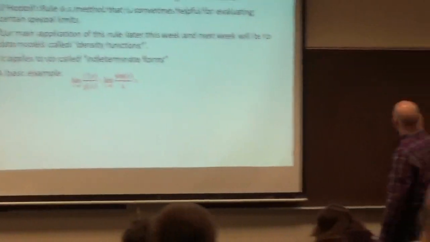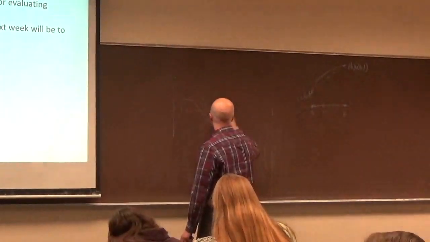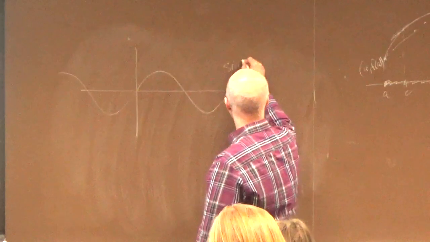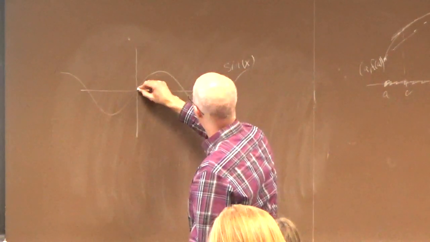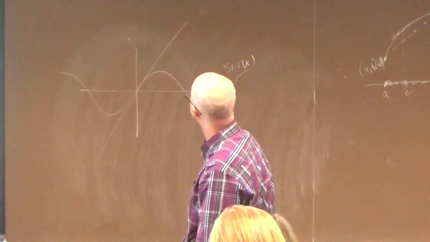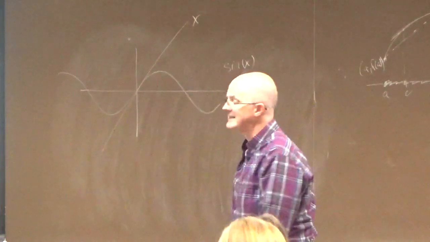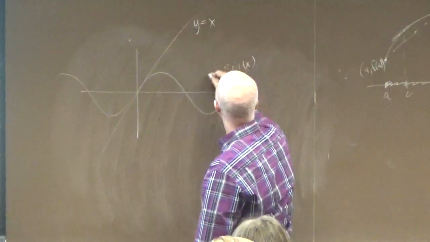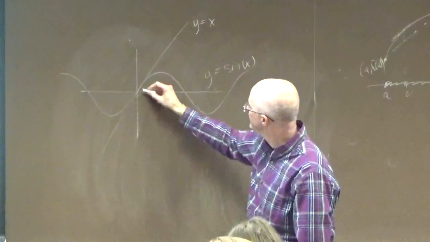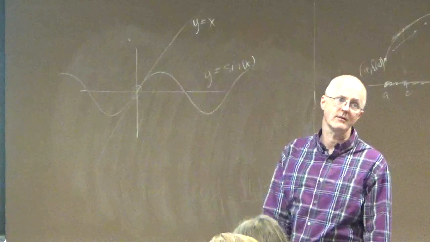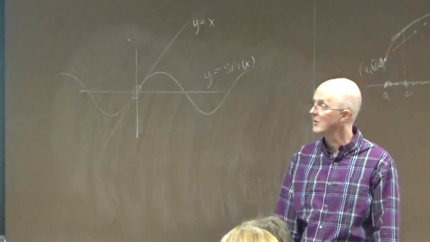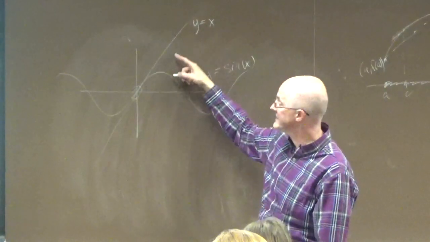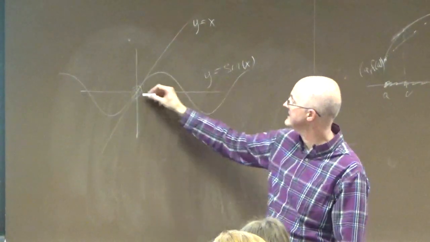Their graphs. Like this, here's your graph of the sine function. And the graph of the function y equals x. I'll just label it x. Now, put y's in there. Two functions that both go to 0 as x goes to 0. And in fact, they're very close together as x goes to 0. In fact, y equals x is the tangent line to sine of x at x equals 0.